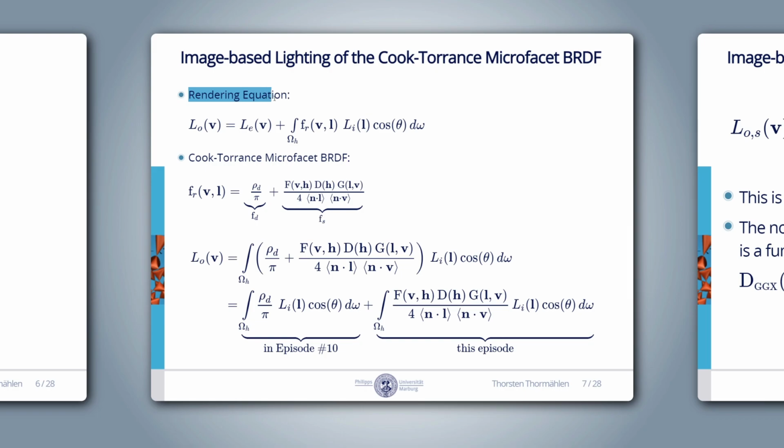Up here we have the rendering equation. Let's assume the emitted radiance Le is 0. Now we put in the Cook-Torrance microfacet BRDF, which gives us this integral. We can split this sum of the diffuse and the specular part into two integrals. The first integral handles the diffuse part, and we have already discussed the solution in episode number 10. The second integral computes the specular part, and solving this integral is the task for today's episode.